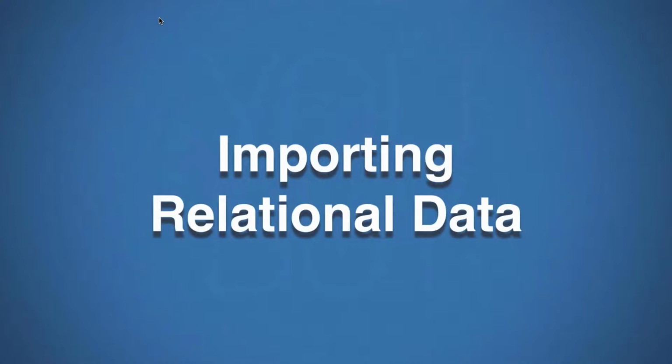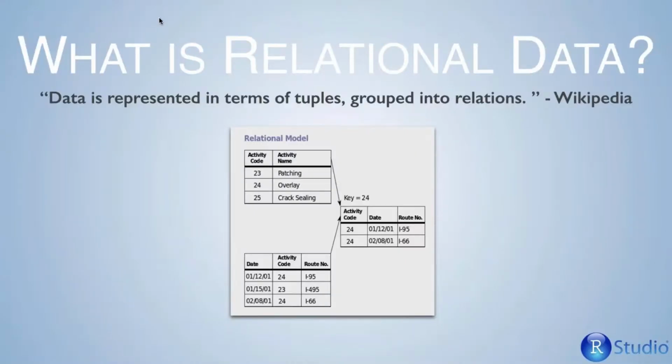And again, I wanted to spend a little bit of time understanding the difference between hierarchical data and relational data. In hierarchical data, as we talked about, we're always talking about branching. In relational data, what we're talking about is relationships between data, right? In Wikipedia, you could find a quote that reads that data is represented in terms of tuples.